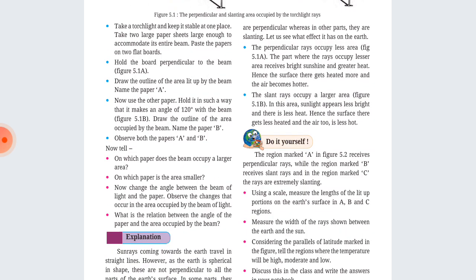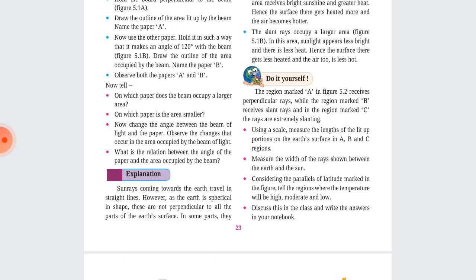Do it yourself. The region marked A in figure 5.2 receives perpendicular rays, while the region marked B receives slant rays, and in the region marked C, the rays are extremely slanting. Using a scale, measure the length of the lit up portion on the Earth's surface in A, B, and C regions. Measure the width of the rays shown between the Earth and the Sun. Considering the parallels of latitude marked in the figure, tell the region where the temperature will be high, moderate, and low. Discuss this in the class and write the answer in your notebook.